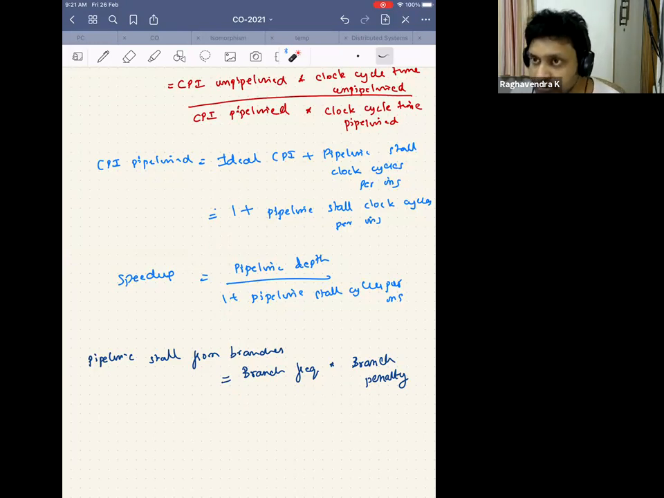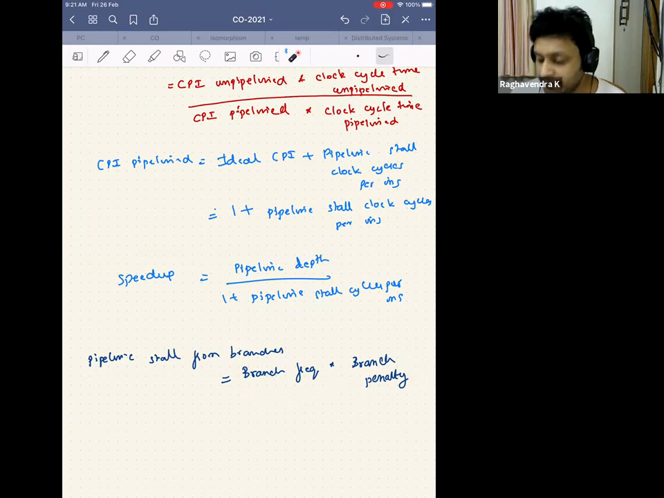So the way to reduce is either I have to reduce the branch frequency, which is not in my hands because the branch frequency is dictated by the program behavior, and I am not the guy who is writing the program. Somebody else is writing the program. So I can't reduce the branch frequency. Of course, compilers are intelligent enough to maybe reduce branch frequencies, but in general, as a hardware, I'm not able to reduce the branch frequency. The only way I can reduce something is by reducing the branch penalty. Because this is a linear function, I will still get speed up higher.